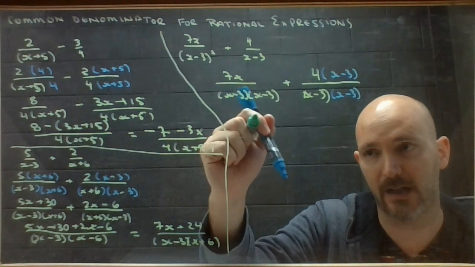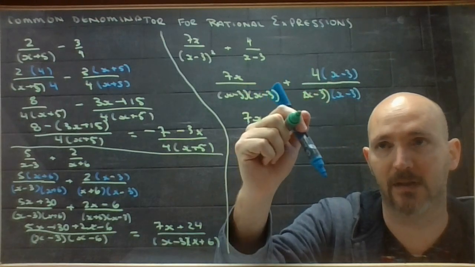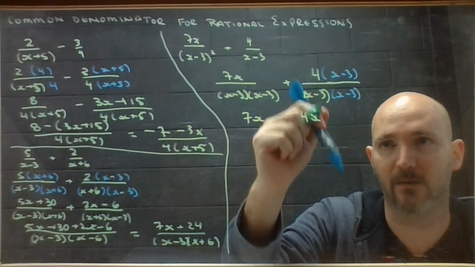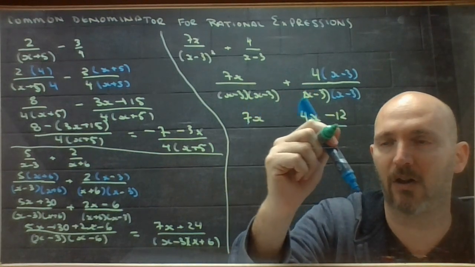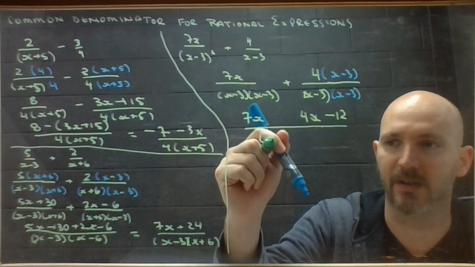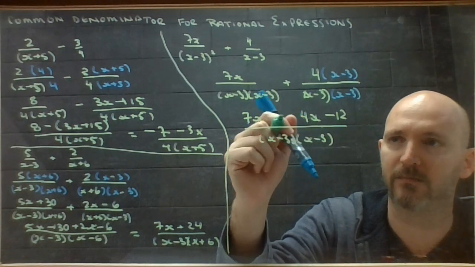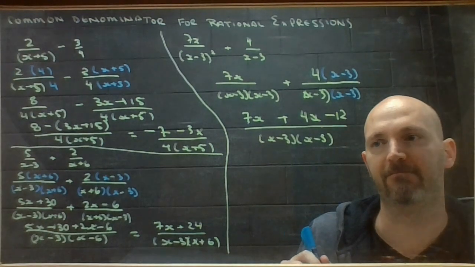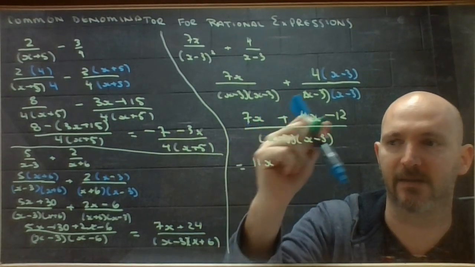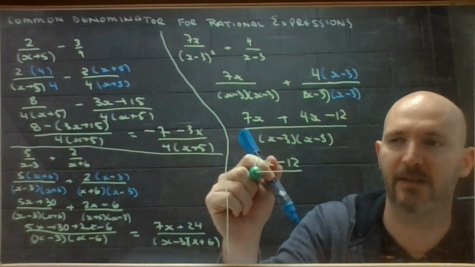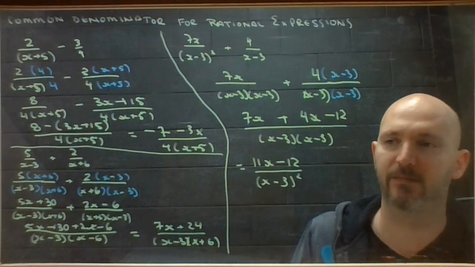So this combined would be 7x, and 4 times x is 4x. 4 times negative 3 is negative 12. All of that is going to be over this fraction. Seven x's and 4x's are 11x's. Subtract 12, and I'm just going to write this as x minus 3 squared.